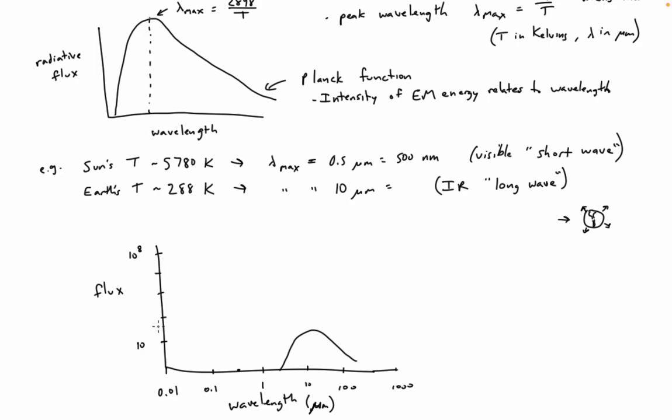I didn't draw enough ticks, but the sun is peaking around 10 to the 8th in terms of the energy it puts out. And this should be flux measured in, right, watts per meter squared.